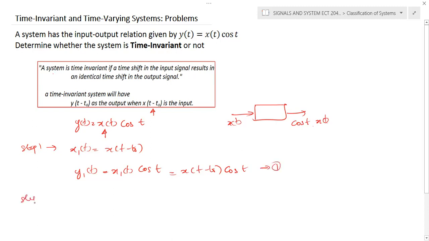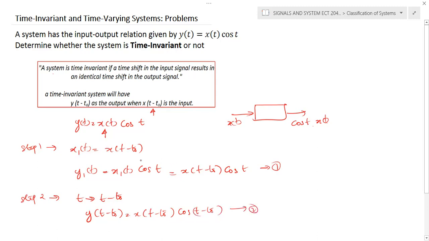And in step 2, we'll find the shifted version of the output. That is, we'll change t with t minus t0. So at that time, the equation becomes, simply replace t with t minus t0 in the given equation. So it becomes x of t minus t0 into cos of t minus t0.